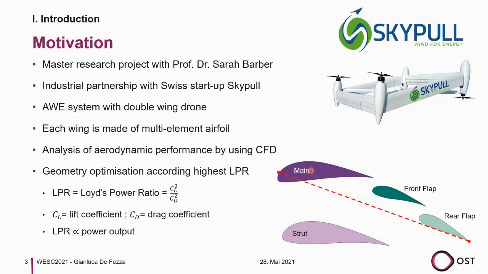In this work, the aerodynamic performance of this multi-element airfoil is analyzed using a steady-state 2D CFD simulation. Then the geometry is optimized to maximize the Lloyd's power ratio, also called LPR in this project. LPR is defined by lift coefficient cubed divided by drag coefficient squared. And according to Skypool, LPR is analogous to the power output of the generator.